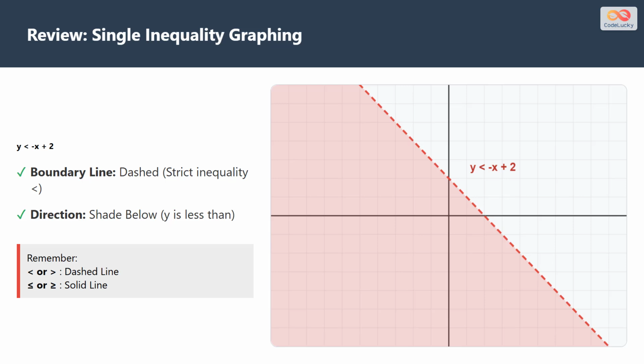Before we dive into systems, let's quickly review how to graph a single inequality. Remember, the boundary line is the line that defines the edge of our region. If the symbol is strictly less than or greater than, we use a dashed line. If it includes or equal to, we use a solid line. Then, we shade the side of the line that makes the statement true.